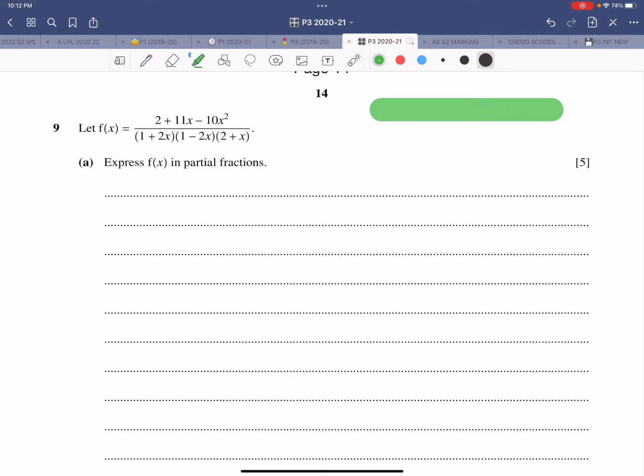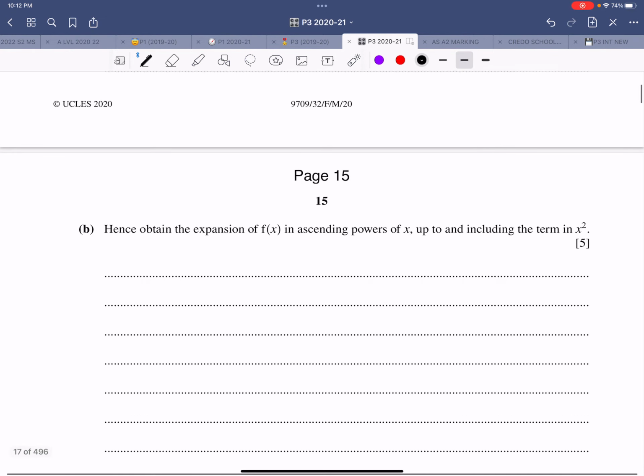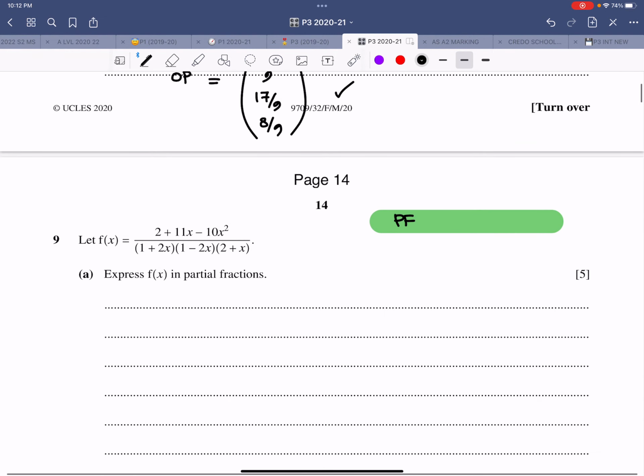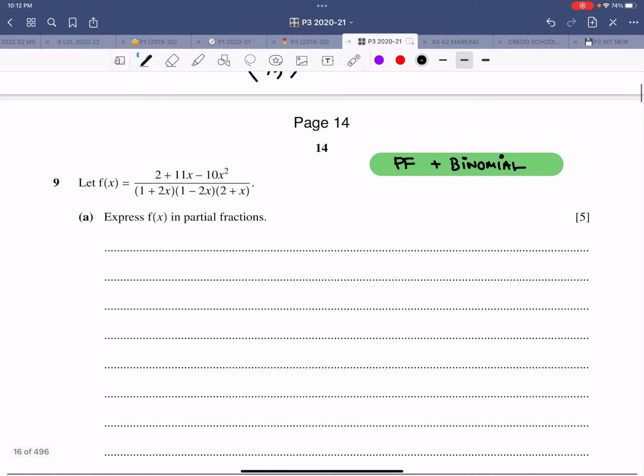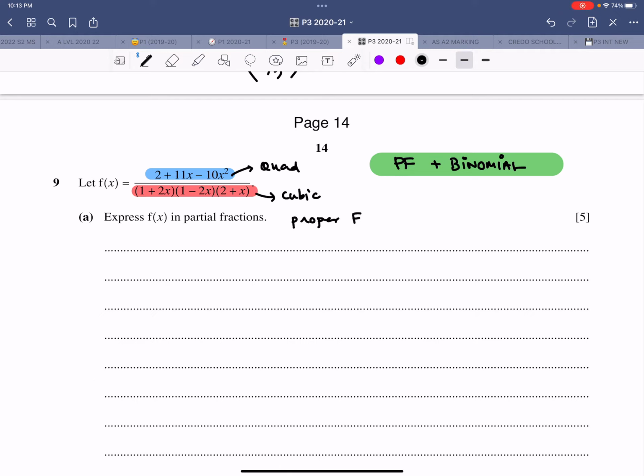This looks like partial fraction for sure. And the next part should either be binomial, or yes, it's binomial. So this is partial fraction and binomial, one of my least favorite questions because it consumes a lot of time. First of all, check whether this is a proper fraction or improper fraction. It's a quadratic at the top. It's a cubic at the bottom. It's a proper fraction. So since it's a proper fraction, the checklist is done.